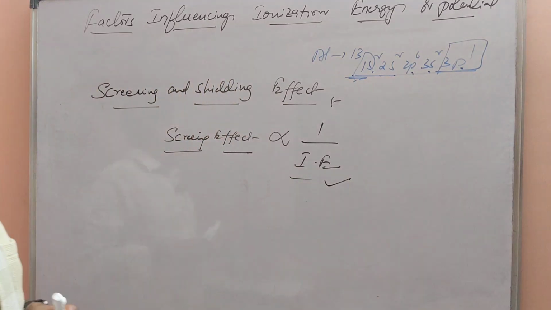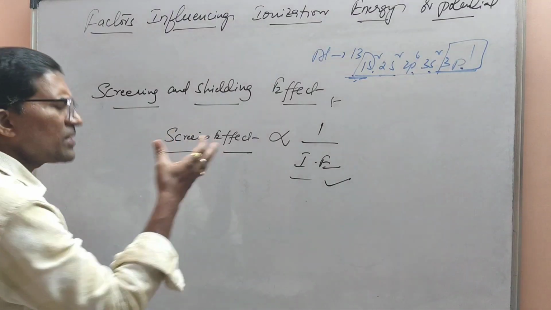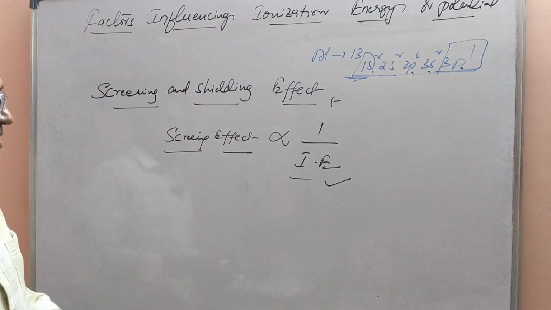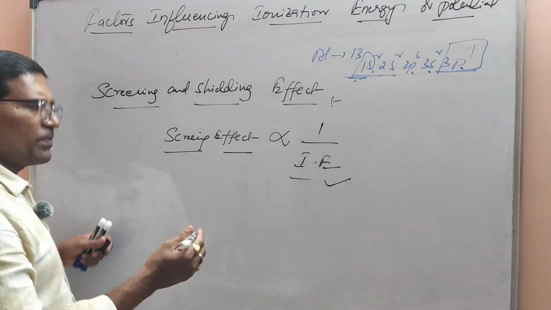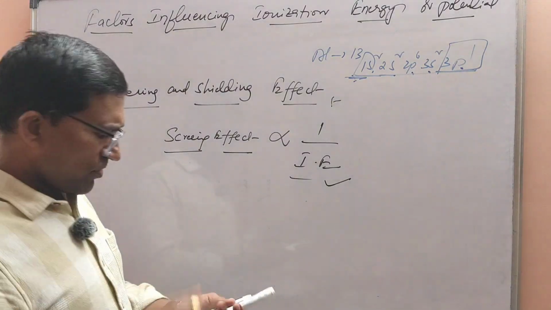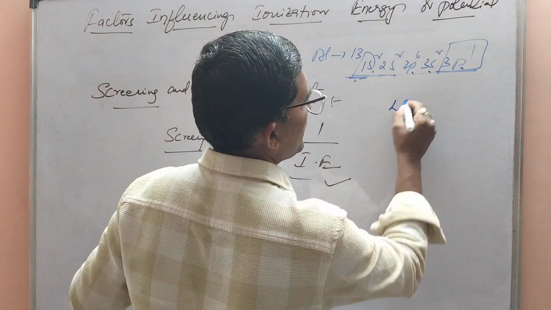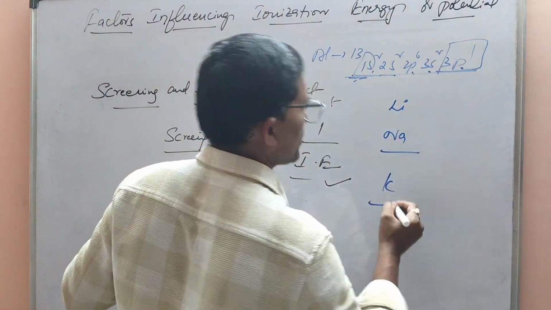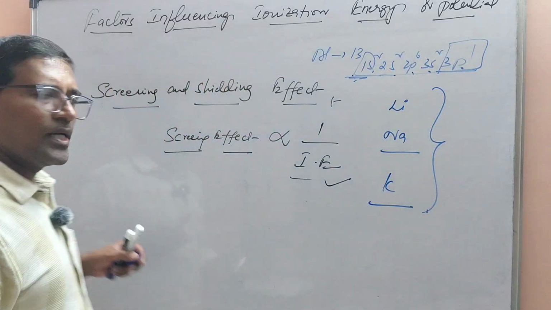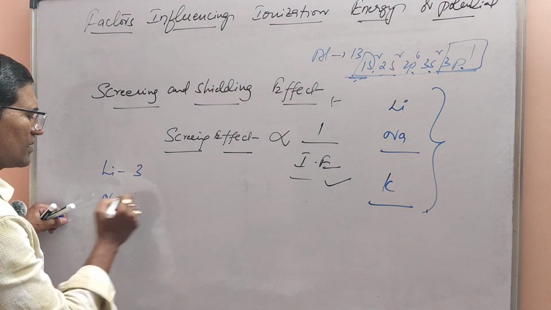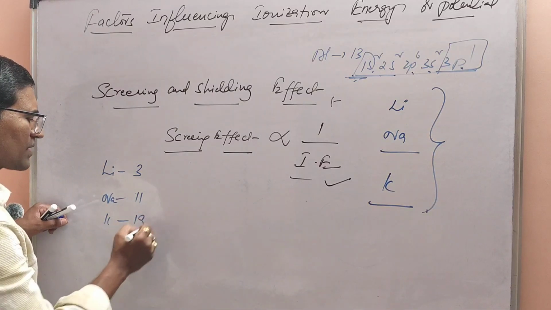Sir, what is the meaning of this, sir? What is the meaning of screening and shielding effect, sir? Means, for example, if I explain an example, then only you will understand. Otherwise, you cannot. Okay. Now, take the example of elements like lithium, sodium, and the best example is potassium. Compare all these three. Lithium atomic number is 3. Sodium is 11. Potassium is 19.